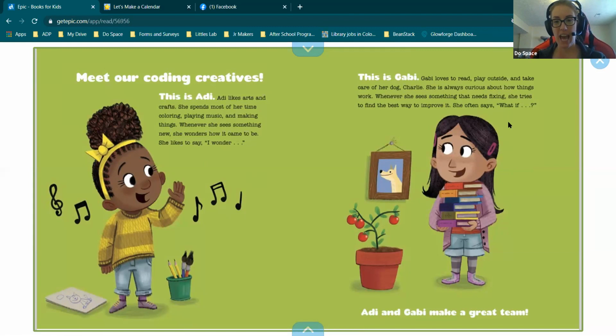So this is Gabby, and Gabby loves to read, and she loves to play outside, and she likes to take care of her dog Charlie. She's always curious about how things work. Whenever she sees something that needs fixing, she tries to find the best way to improve it. She often says, "What if?" Have you ever thought, "I wonder" about something, or have you ever thought, "What if?" Let's see. Addie and Gabby, they make a great team. Let's see how they make a great team.